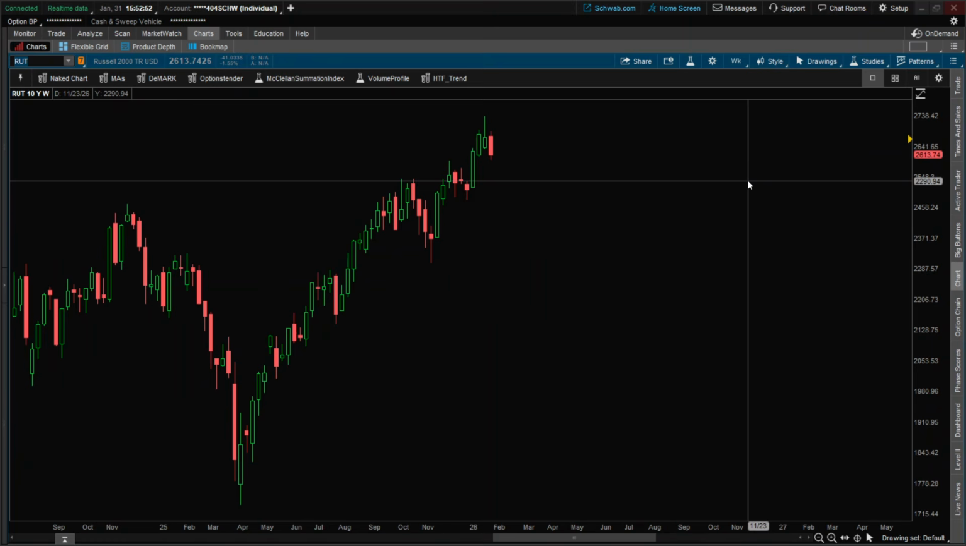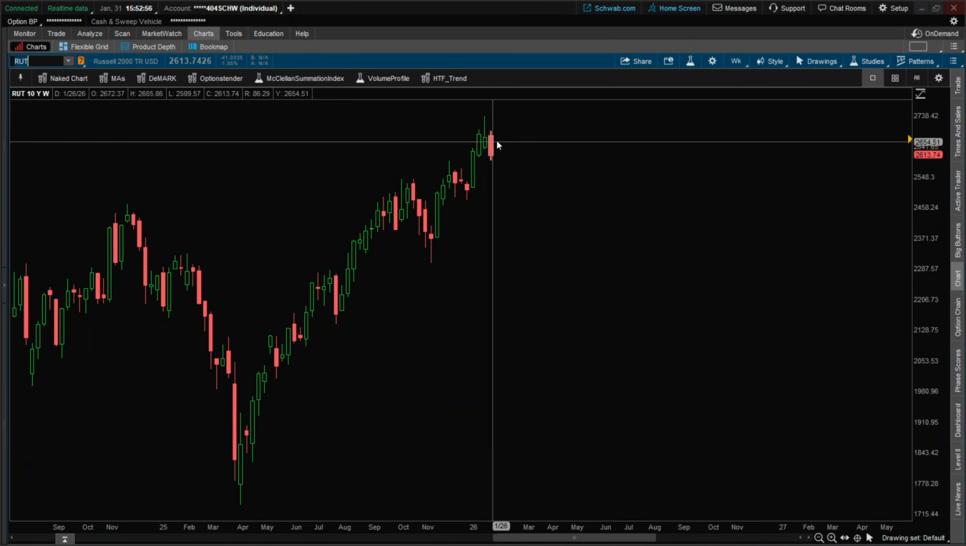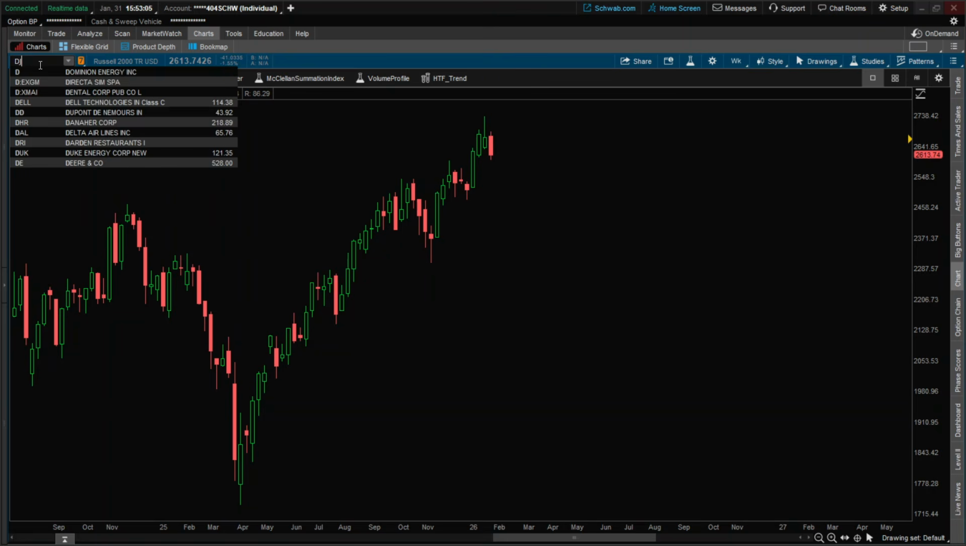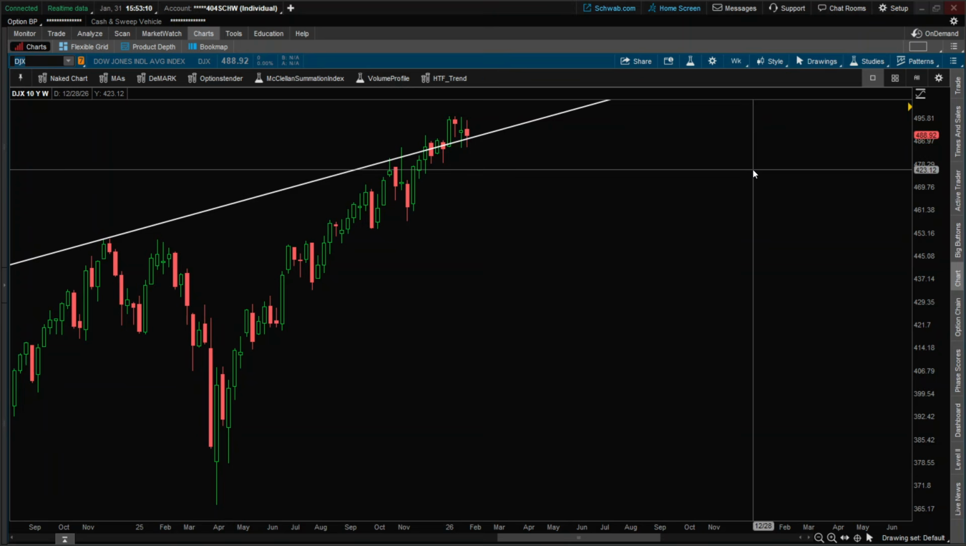RUT. So we did have a reversal candle here off of the weekly time frame, and then some follow through there. So that looks good for a nice reversal. We'll see how far we can reverse from this point. And I think it's going to be pretty darn far.